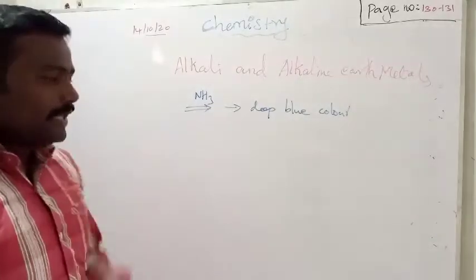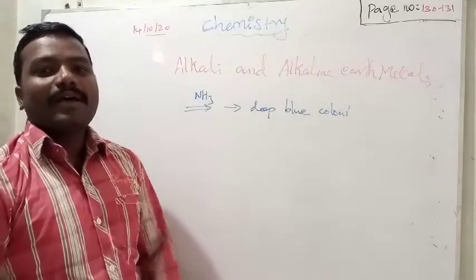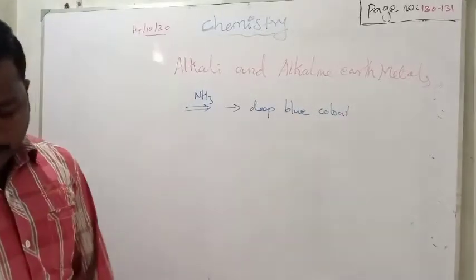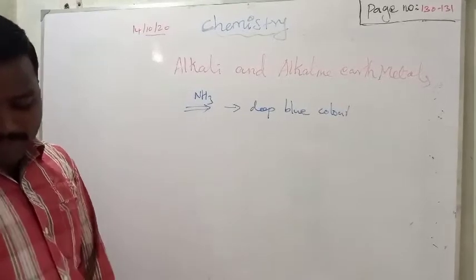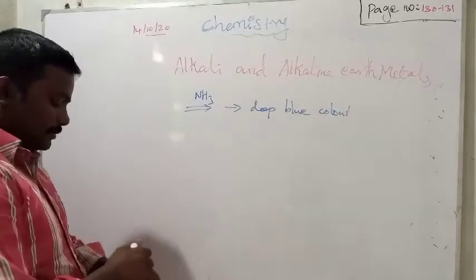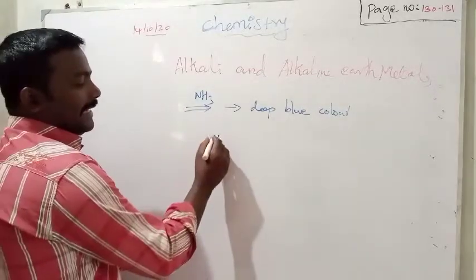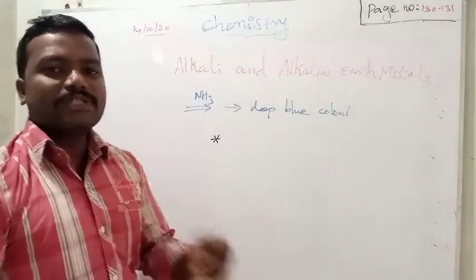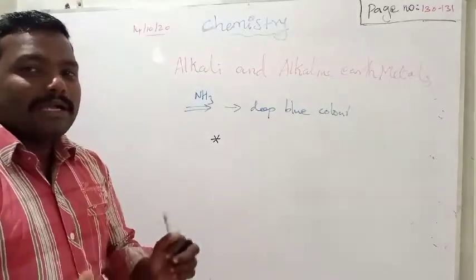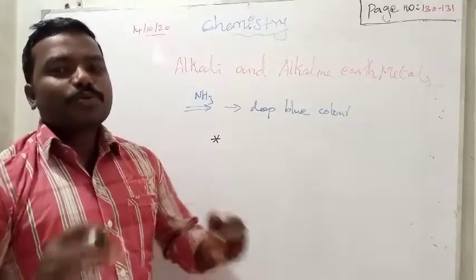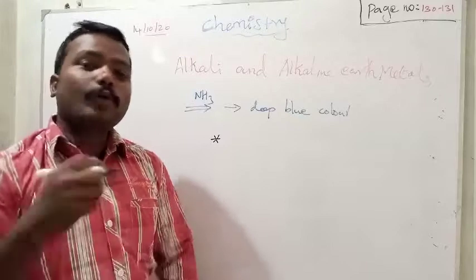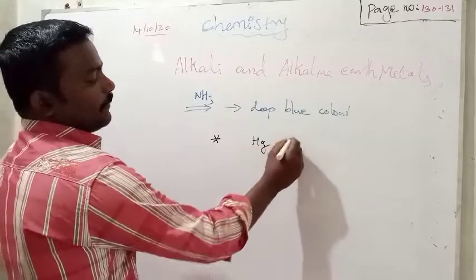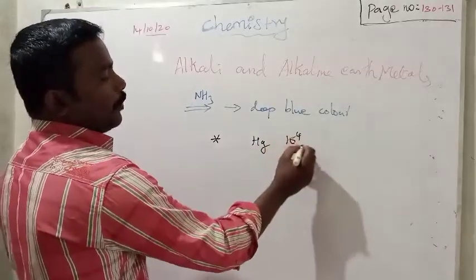Why is this deep blue color produced? Because of the formation of ammoniated compounds. What are the ammoniated compounds they will produce? See here one more additional point, which is very important: the conductivity. If you dissolve alkali metals in ammonia, we are going to talk about their conductivity. Usually pure metals have more conductivity, like mercury having a specific conductivity of 10 power 4.